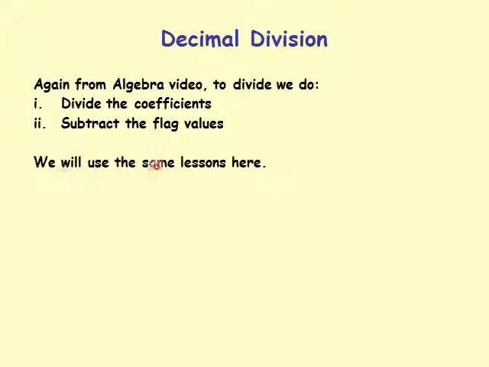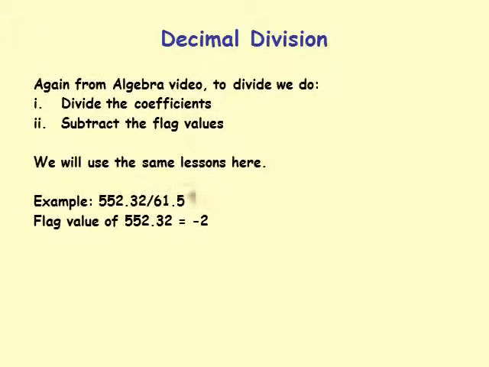Let's continue here. We'll use the same lessons. Example: 552.32 divided by 61.5. The flag value of the numerator is -2 and of the denominator is -1. So -2 minus -1 is -1. So in the end, from the division of 552.32 by 61.5, I'll get one position to the right of the decimal point. That's just because of the flag values here.